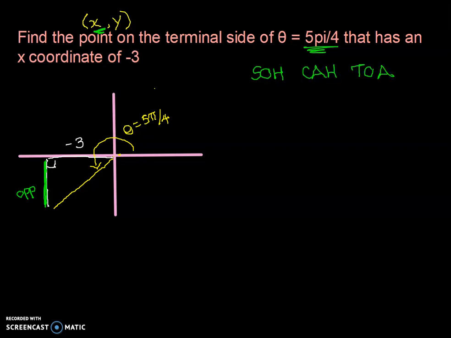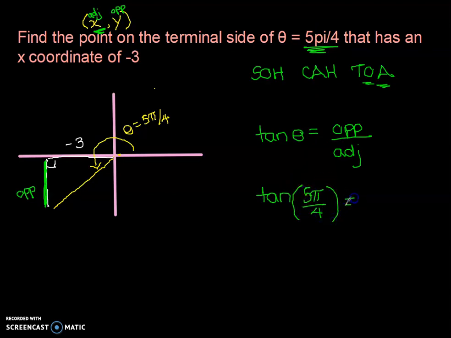Now again, opposite side correlates with the y value, and the adjacent side of the right triangle correlates with the x value. So opposite and adjacent means you're using tangent. So if I plug in everything that I have, I would write tangent. I'm given the angle, which is 5 pi over 4, equals the opposite side, which I'm looking for, I'll call it y, over the adjacent side, which I have, and I'm going to use -3.